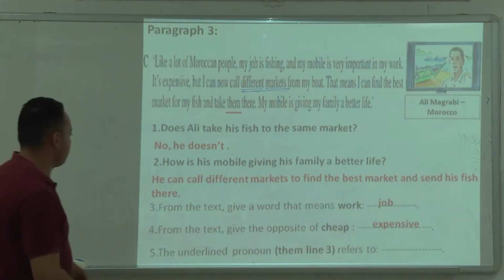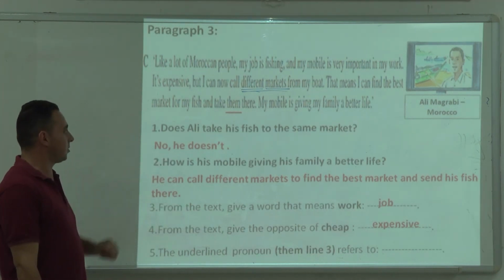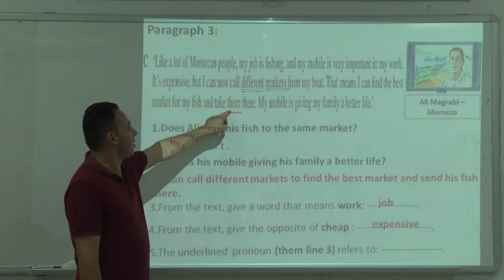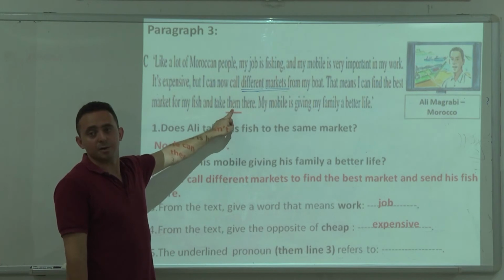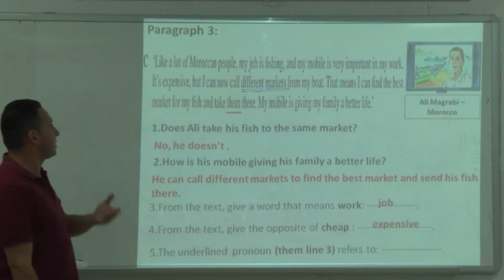Number 5. The underlined pronoun "them" in line 3 refers to... We are going to go to line 3. We have the pronoun "them." What does it refer to? Them refers to what? Who can answer the question? That's great.